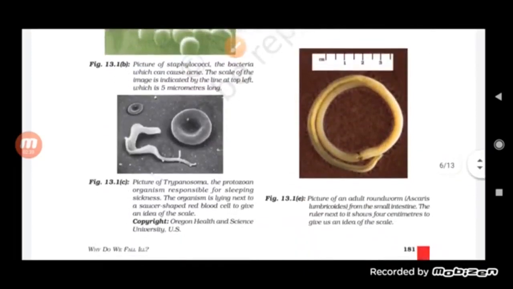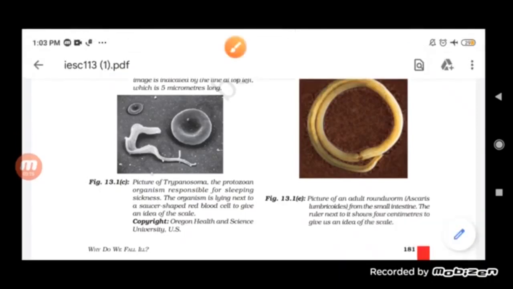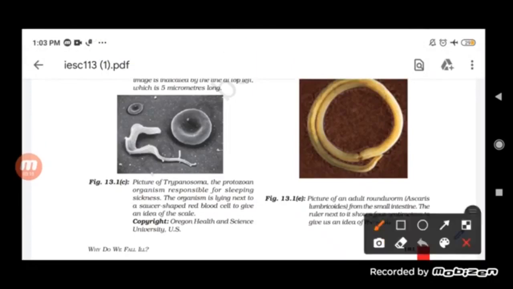Then the next picture is of a roundworm, students. Ascaris lumbricoides, which can be male or female. And this Ascaris, which is a roundworm, is from the small intestine. The ruler next to it shows that it is 4 centimeters, to give us an idea of the scale. Here it is telling about the size, and you can see the size is 4 centimeters. Okay, so the scale is there, students.